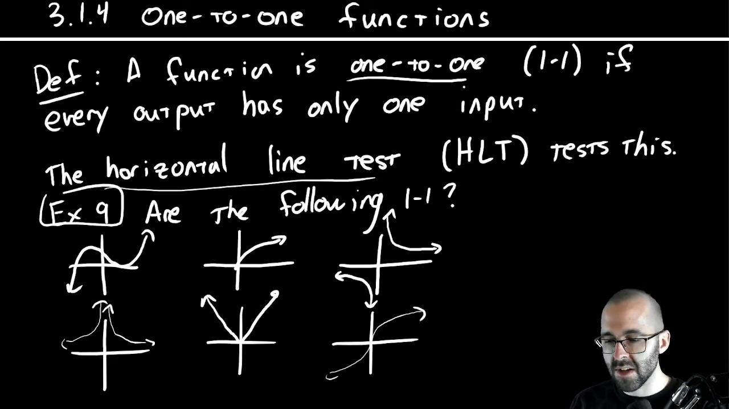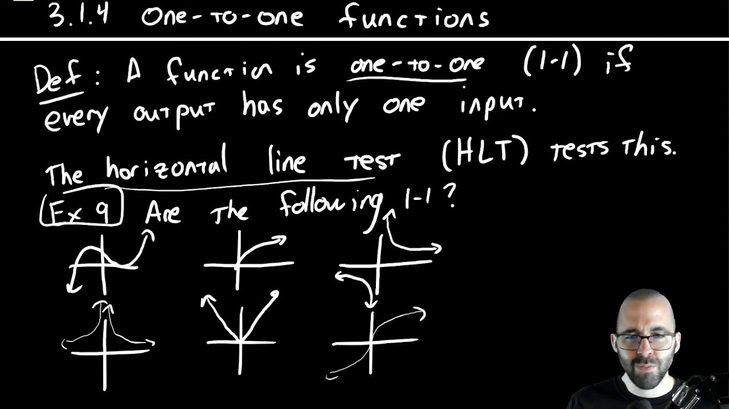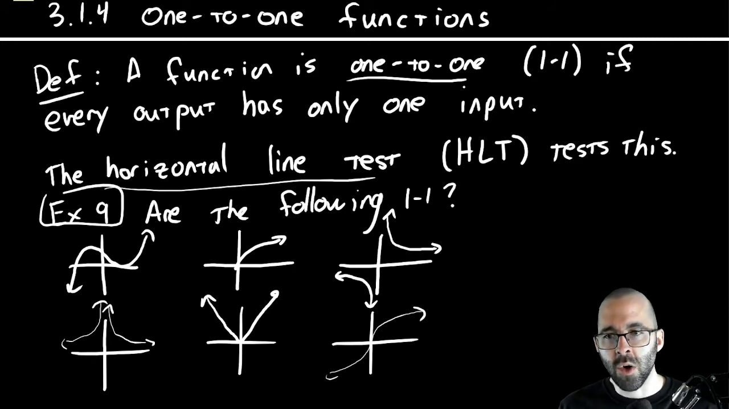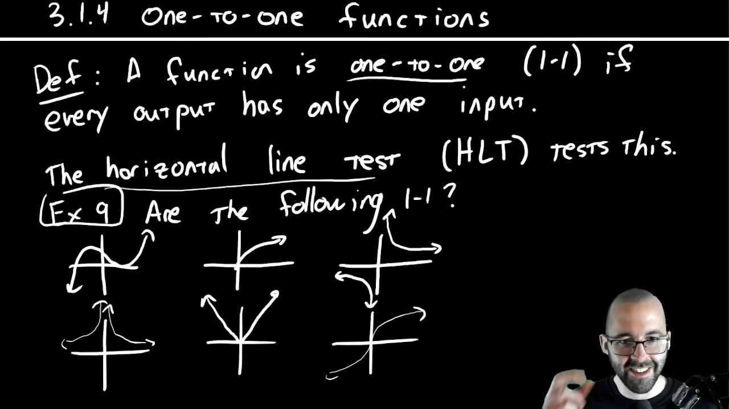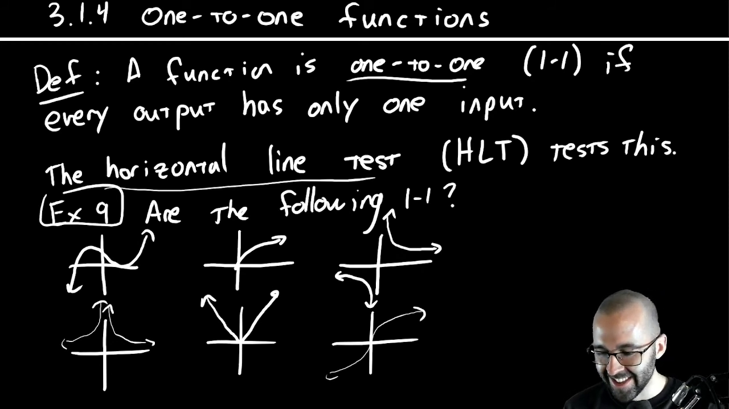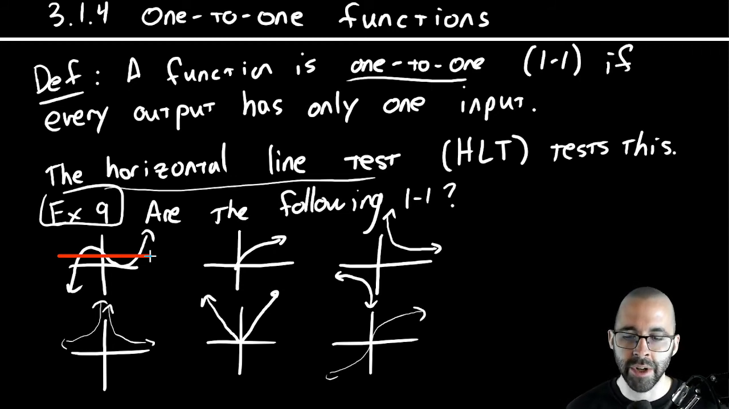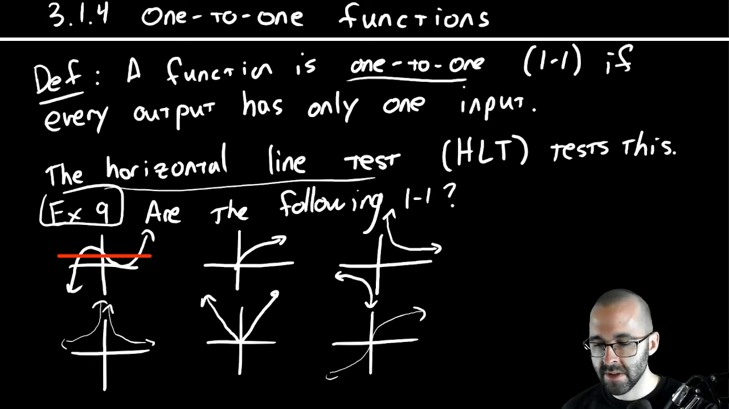So we're just going to use the horizontal line test for all of these. What was the horizontal line test? Basically the vertical line test with a horizontal line. Can I draw a horizontal line that crosses the graph more than once? If so, it's not one-to-one. All right. So here, let's look at this first one. I can draw a horizontal line that crosses the graph multiple times. No good. It's not one-to-one.